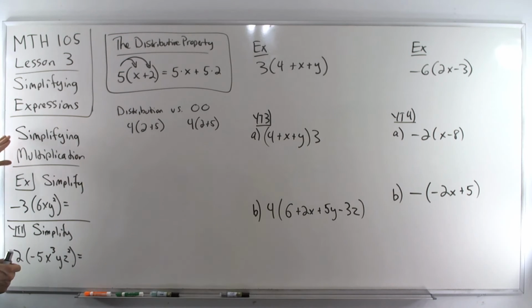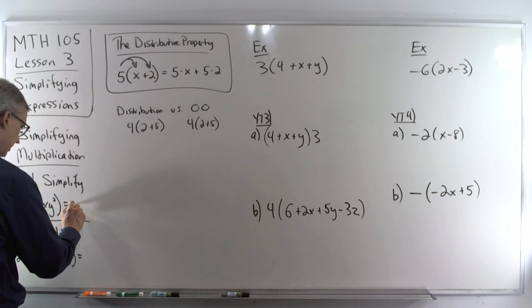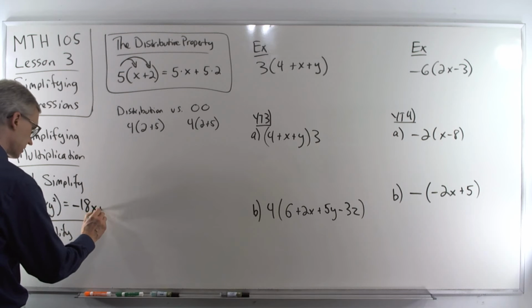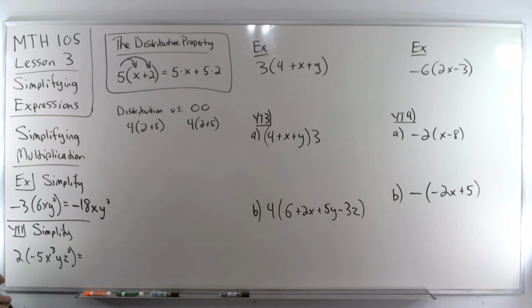So we're going to start off by simplifying with multiplication. When multiplying a constant by a variable expression, we multiply the constant by the coefficient and then leave the variable parts exactly the same. So we'll take negative 3 multiplied by 6 to get negative 18, and the variable part stays x, y squared.